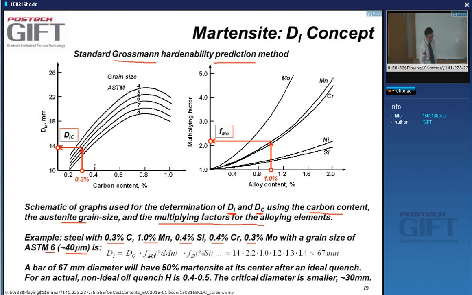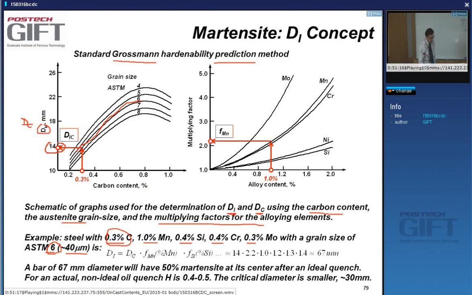So this is the graph that you would use to determine DC, or in this case it's called DIC, but this is DC actually. So you may want to change this. This is the DC in the previous formula. Okay, so what do I get? What is the carbon content? 0.3. ASTM 6 is related to the grain size, so I use the curve 6 here, and that's basically it.